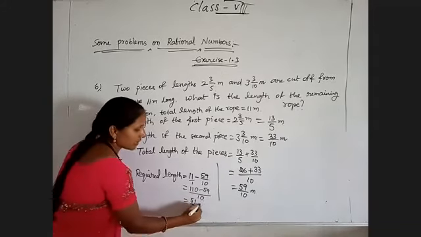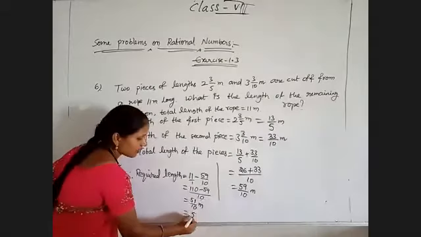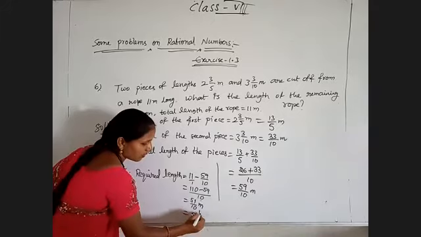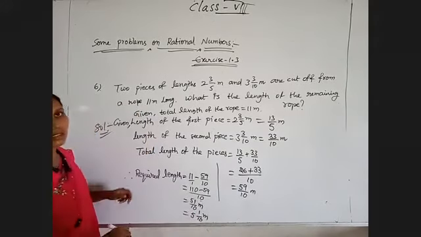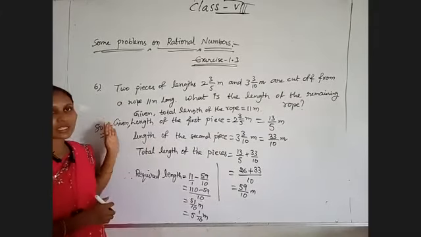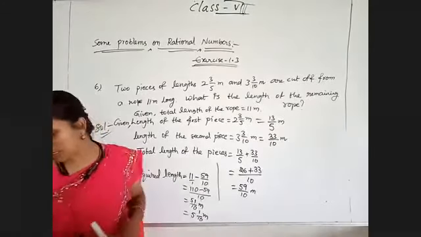51 by 10 meters. That improper fraction is converted into a mixed fraction. 10 fives are 50 plus 1 by 10. 5 1 by 10 meters. Okay, this is the way to do it. Already we did the fifth question and sixth question in our previous class, so once again I have explained. Now coming to the seventh question.